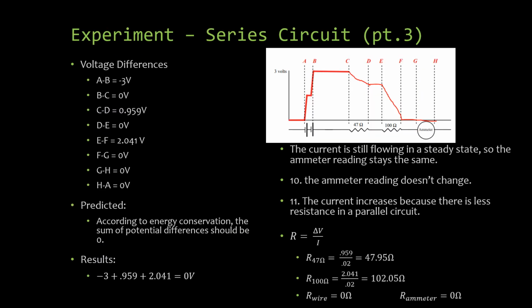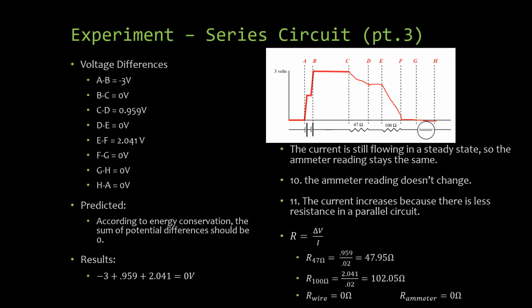I then found the voltage differences between the points given in the lab sheet. According to energy conservation, the sum of potential differences should be 0. My results showed that this was in fact correct. Here is a graph of potential versus position.